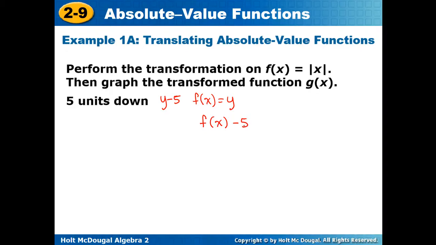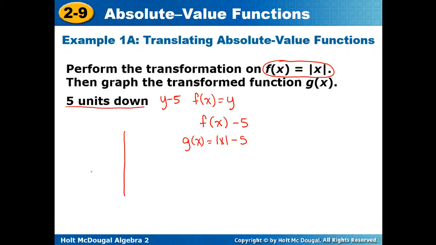Now we're going to do some more substitution. Up here, we see that f of x equals absolute value of x. So instead of saying f of x here, we're going to say absolute value of x minus 5. And so our new function is going to say g of x is equal to absolute value of x minus 5. Let's think about what this is saying. All we're doing is going 5 units down.